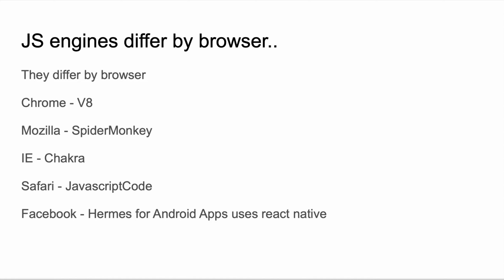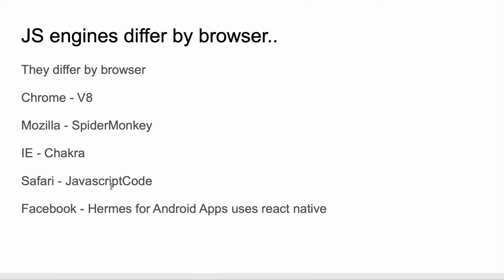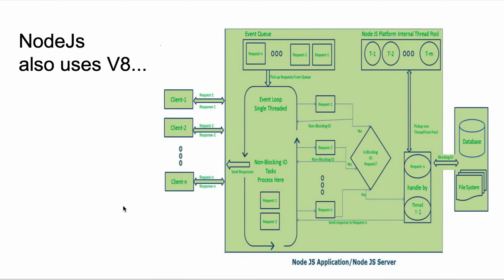So there are different JS engines. Chrome has V8, Mozilla has SpiderMonkey, IE has Chakra, Safari has JavaScriptCore, and Facebook has Hermes. Node.js also uses V8. So V8 is very similar to the browser, it's the same engine.